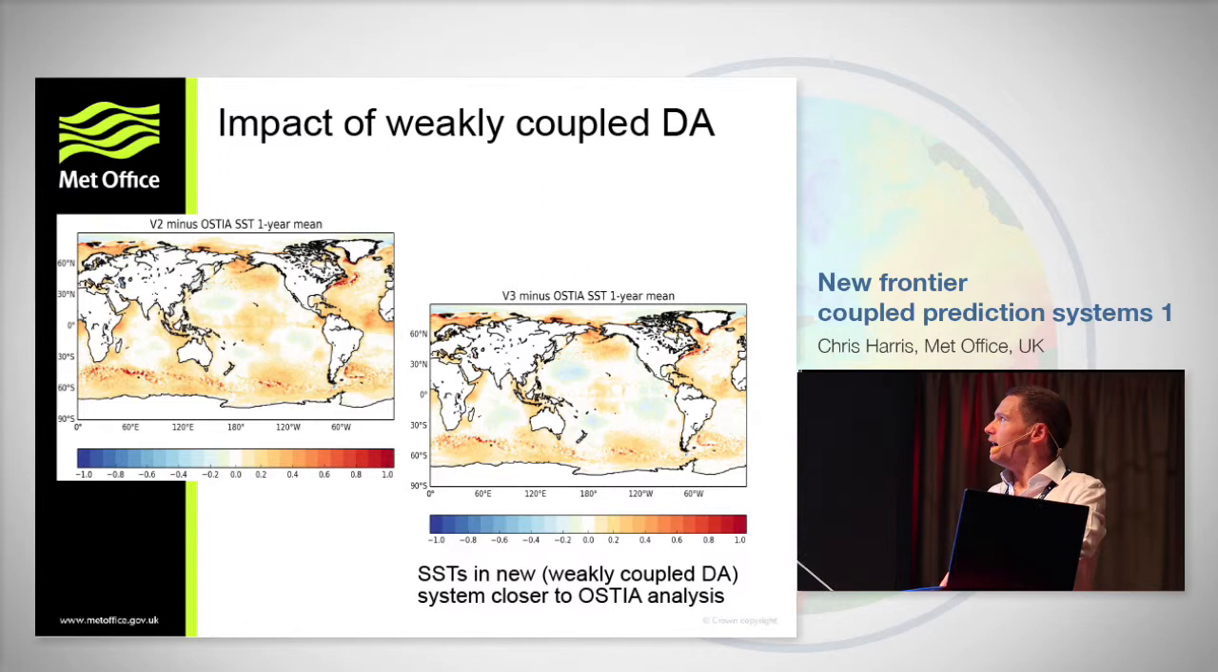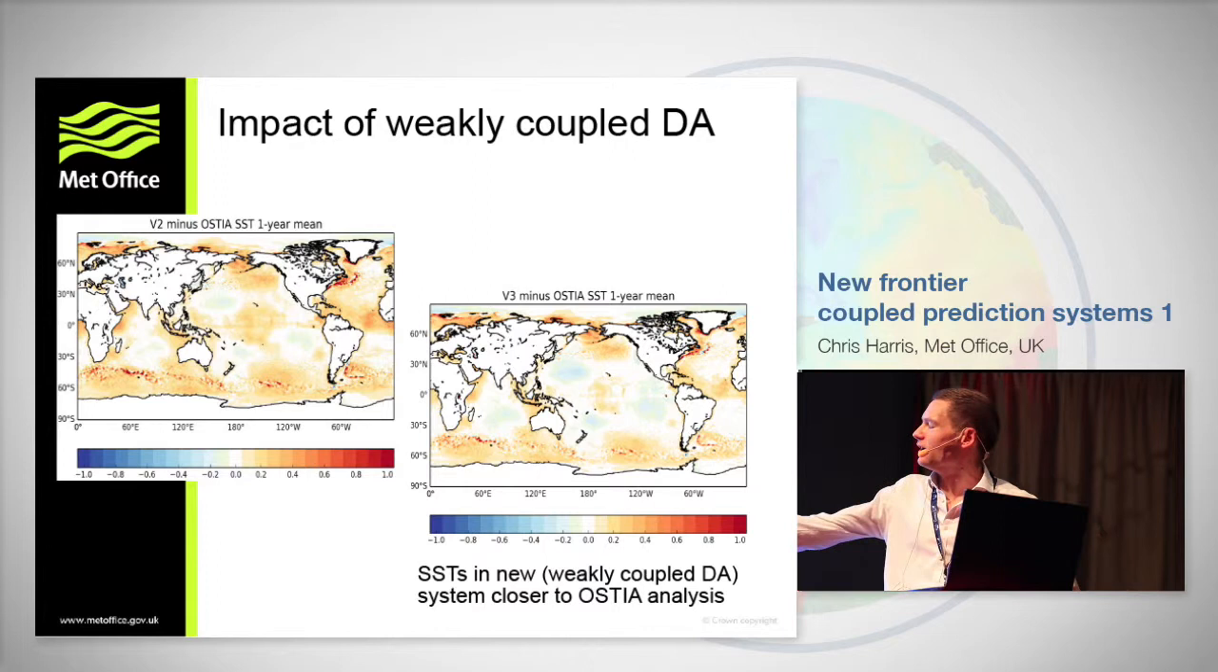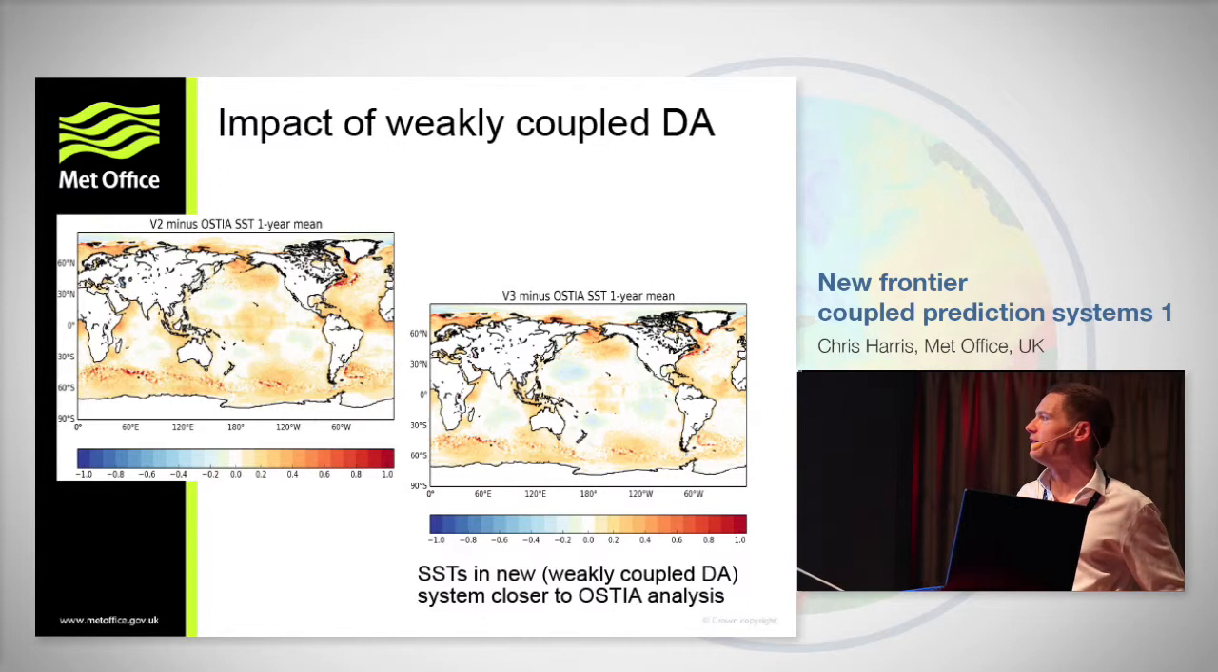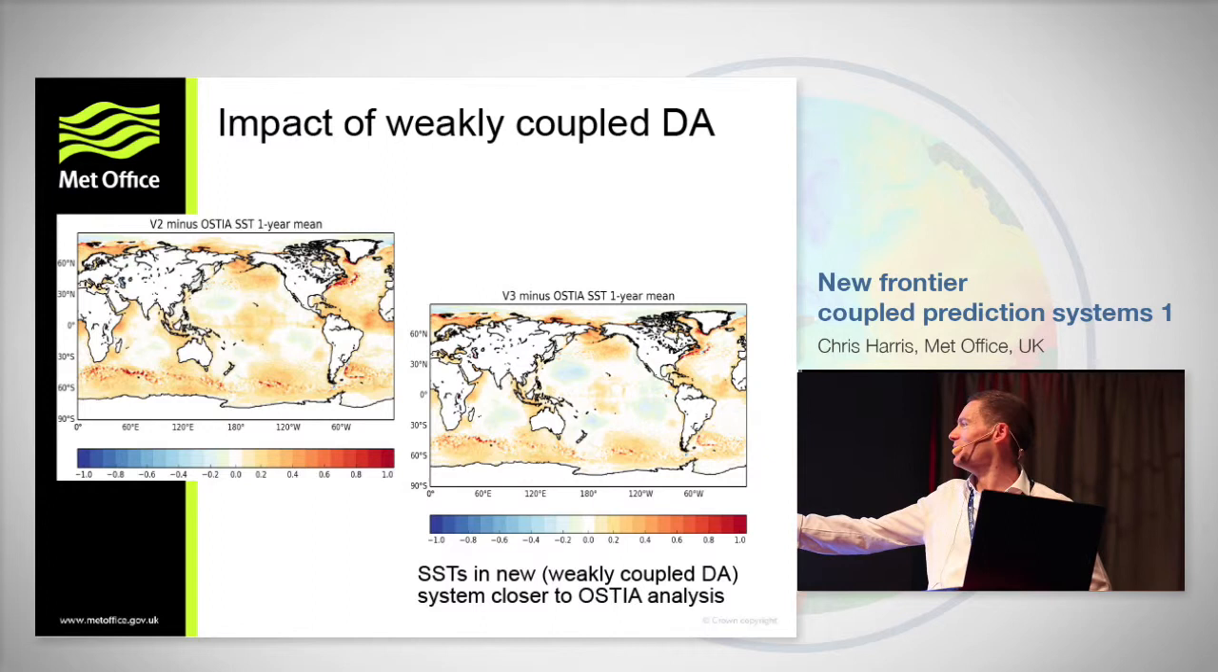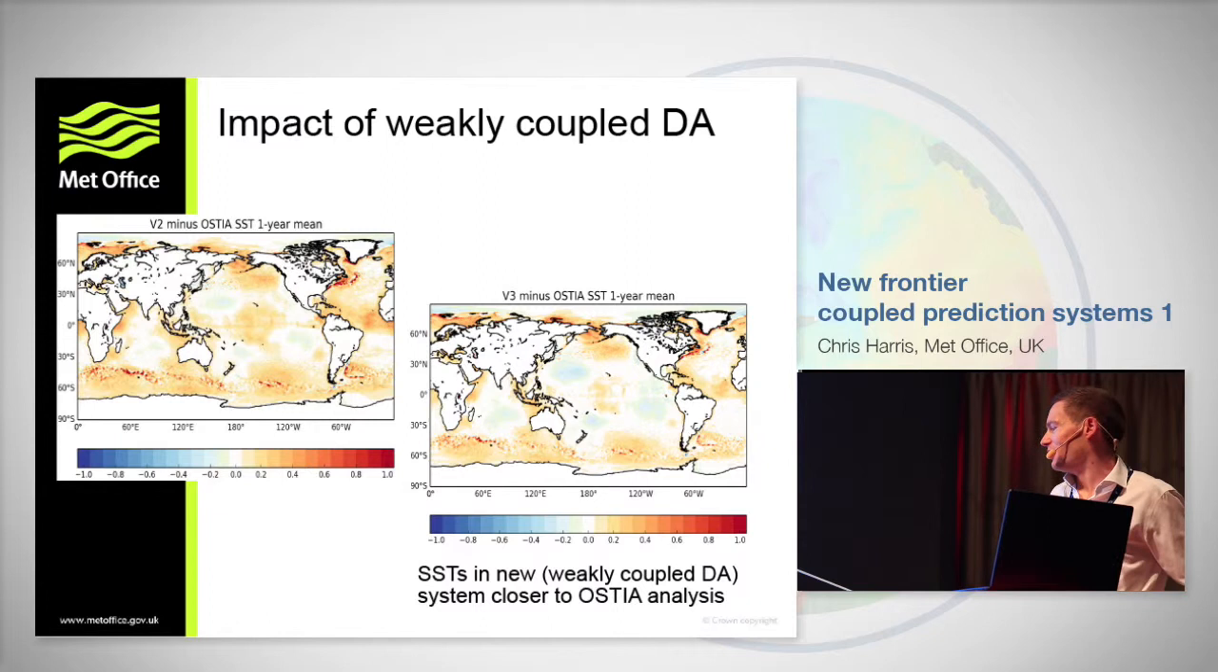And again, a spatial picture of what's going on there. We see the difference between uncoupled data simulation and weakly coupled data simulation for the SSTs in the analysis, using OSTIA, sea surface temperature analysis, as a verifying kind of truth, which maybe you need to be cautious about. I think OSTIA may be a bit cold in places. But certainly the new system is closer to OSTIA in most regions. So we're pretty pleased with that result.